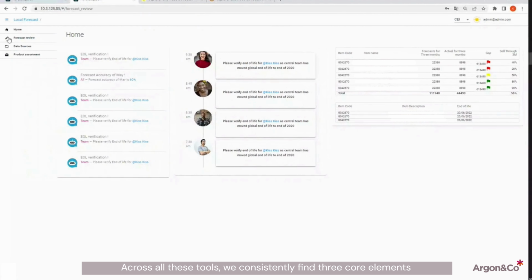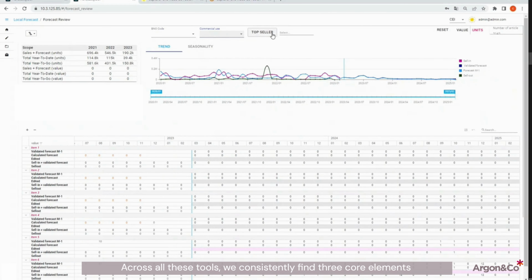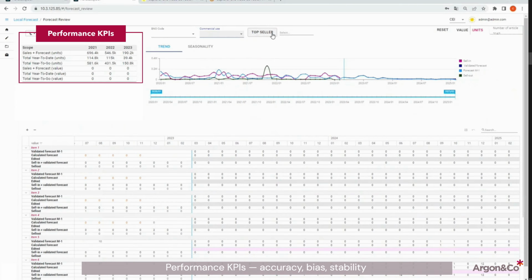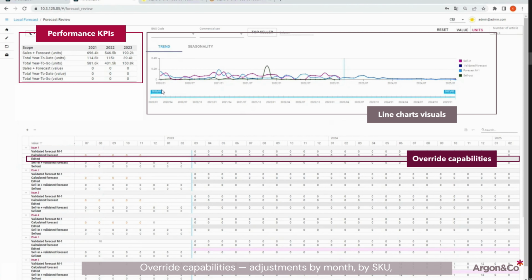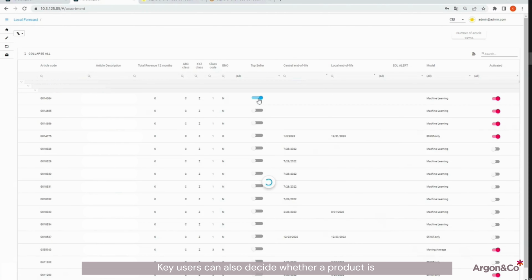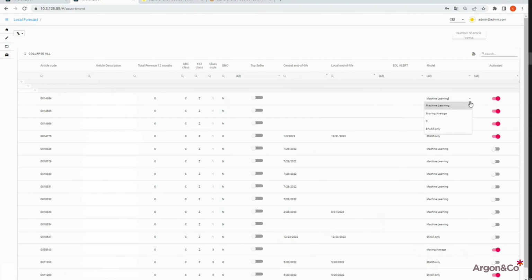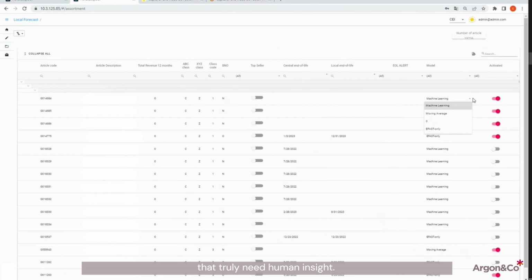Across all these tools, we consistently find 3 core elements: performance KPIs, accuracy, bias, stability, time series charts showing different baselines and historicals, override capabilities, adjustments by month, by SKU, or through mass updates at any level of aggregation. Key users can also decide whether a product is fully automated or handled manually. This lets planners focus on the materials that truly need human insight.